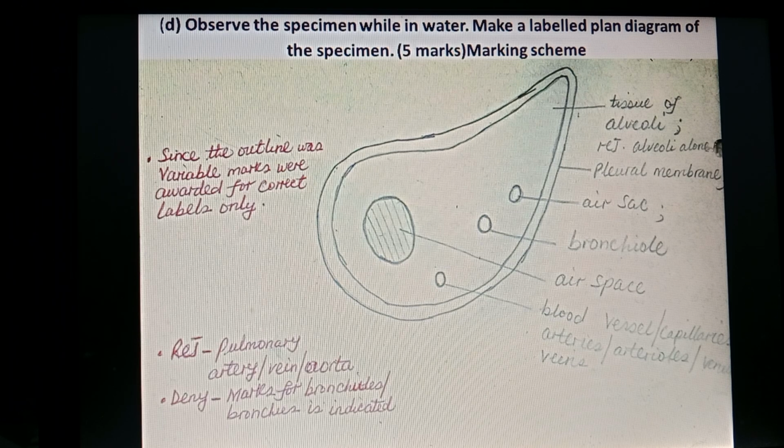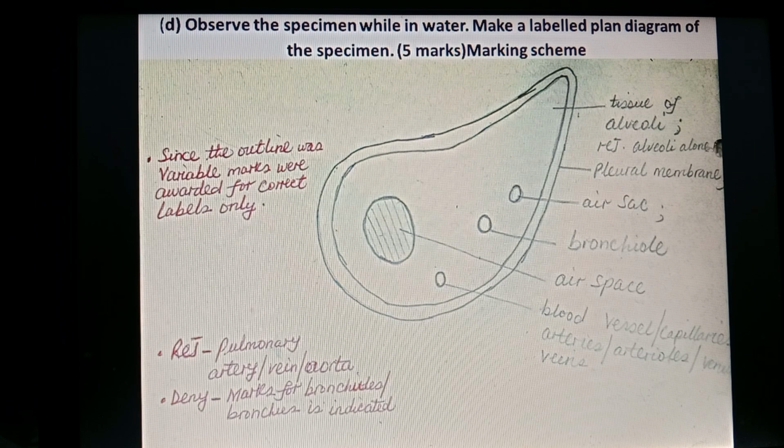This is a plan diagram, meaning there are some hypothetical structures. You have the air sac, the bronchiole, the air space, blood vessel or capillary, artery, arteriole, venule or veins. Note, since the outline was variable, marks were awarded for correct labels only. So we were not marking for the drawing. After all, it was a plan.